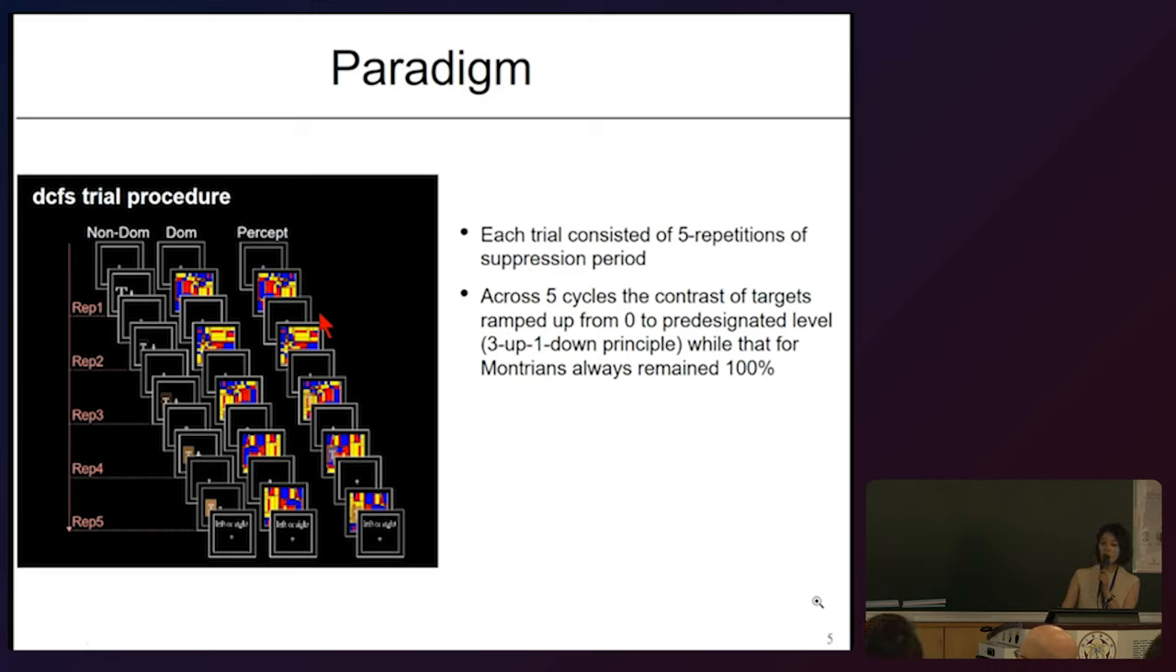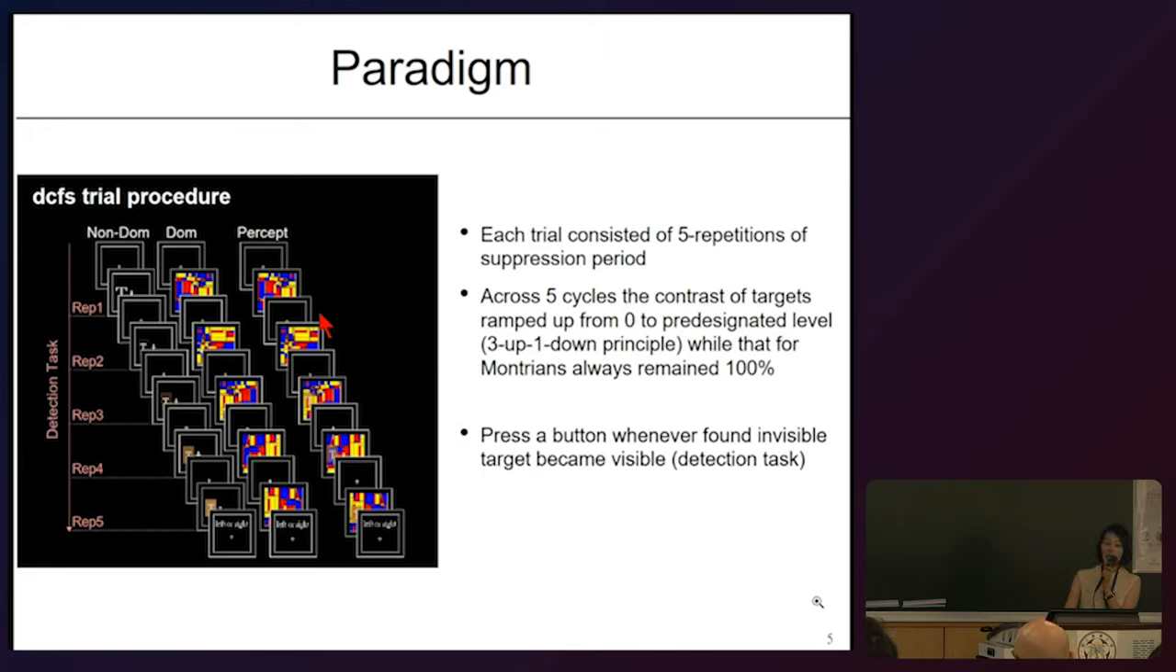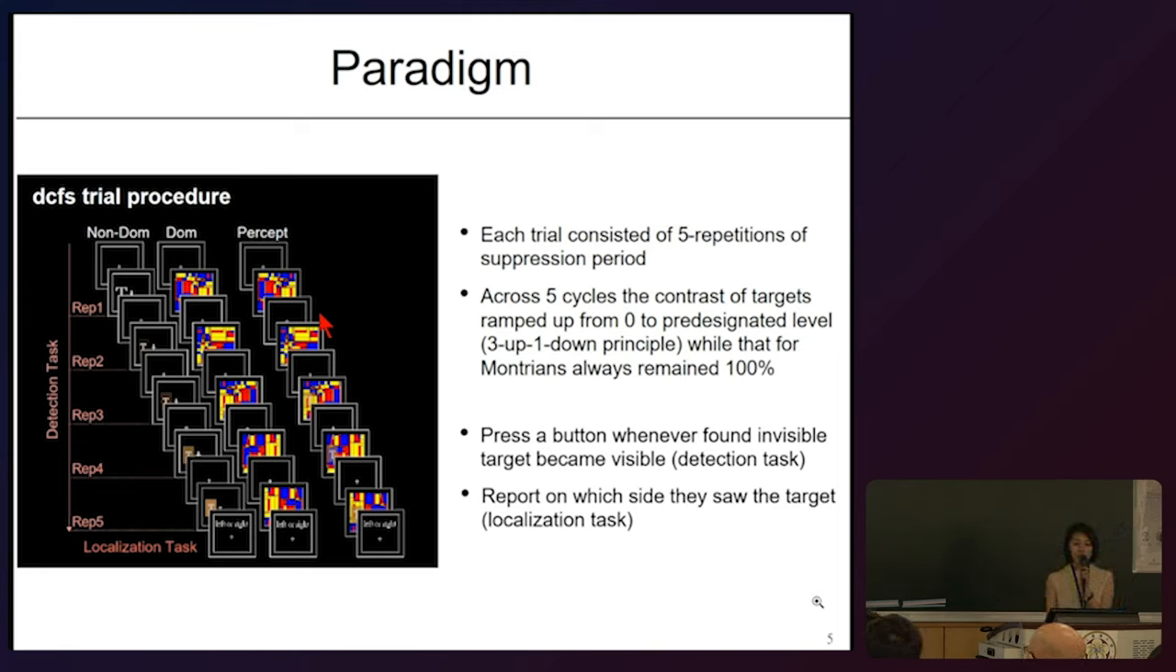Across all these 5 cycles, the contrast of our target always ramps up from 0 to a predesignated level, and that of the mandarin always remains 100%. During these 5 cycles, people have to do a detection test. That is, they were asked to press the button whenever they found the invisible target became visible. After that, they have to report on which side they saw the target. This is our localization test. Notably, if people did not report detection during the suppression period, they were still asked to make their best guesses during the localization test.